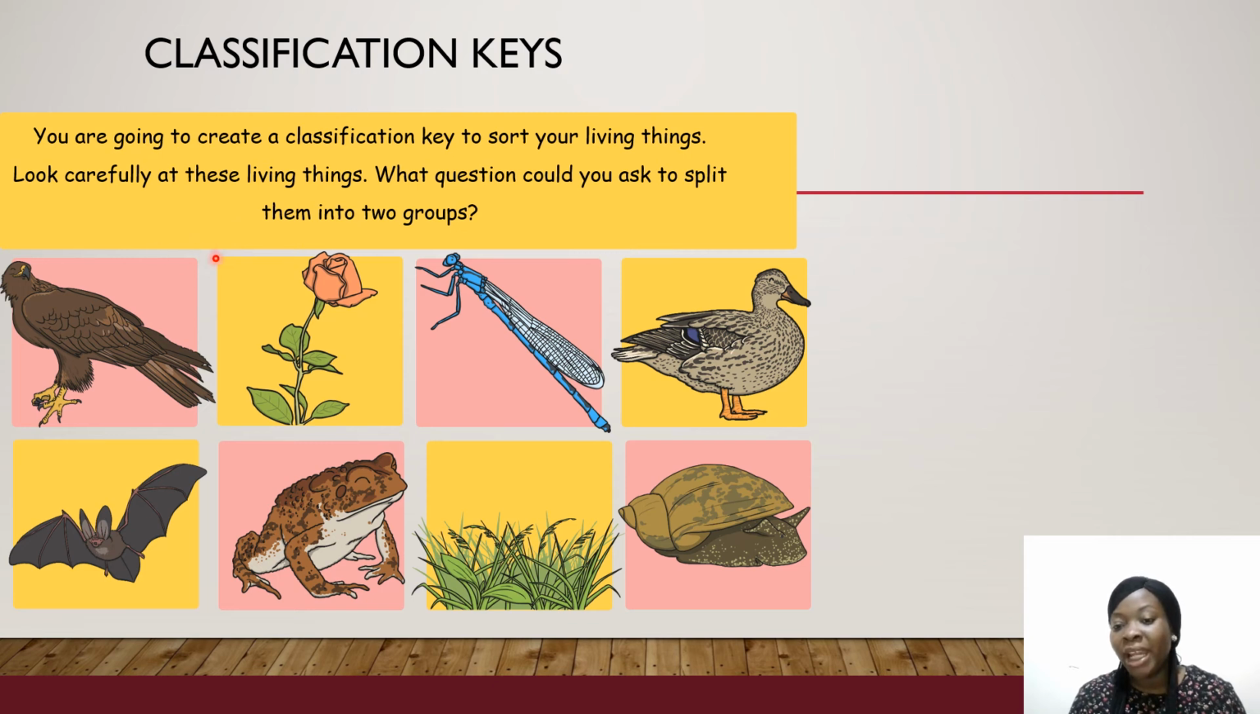Classification keys. Remember, we are learning to use classification keys to classify or group animals. You are going to create a classification key to sort your living things. Look carefully at these living things. What question could you ask to split them into two groups? Pause the video and have a go.